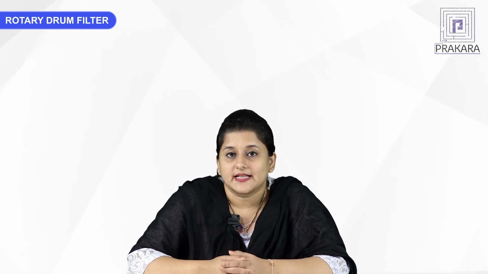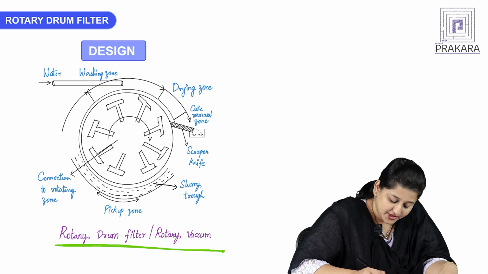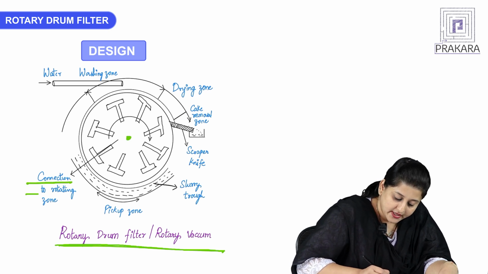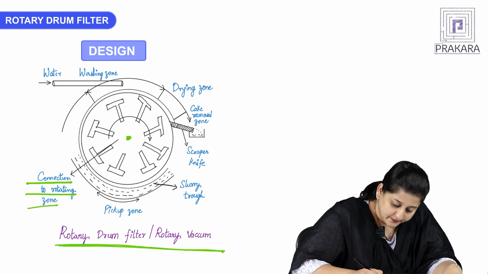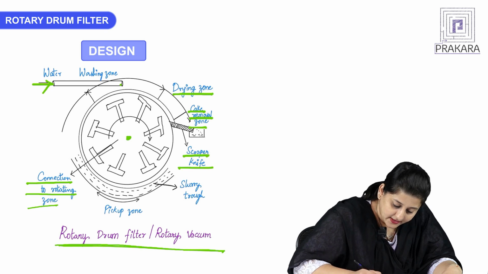Let us now look at the diagram of the rotary drum so that we can understand the construction points discussed a little better. Let us now look at the construction of a rotary drum filter or a rotary vacuum filter. As we have seen in the principle and construction, it consists of a rotary drum which is horizontally mounted. At the center in the horizontal, you will see the connection to a rotating zone. Now this cylindrical drum consists of a water washing zone which is present on top, a drying zone, a cake removal zone, a scraper knife, and a slurry trough.